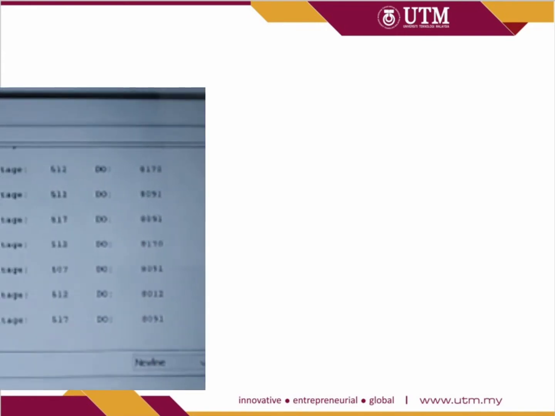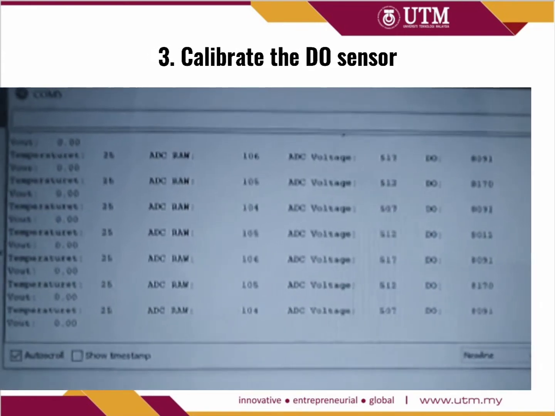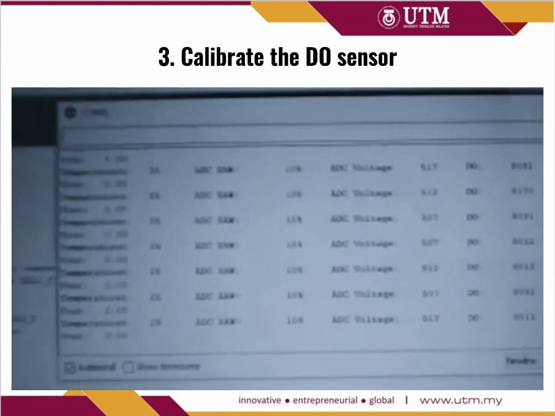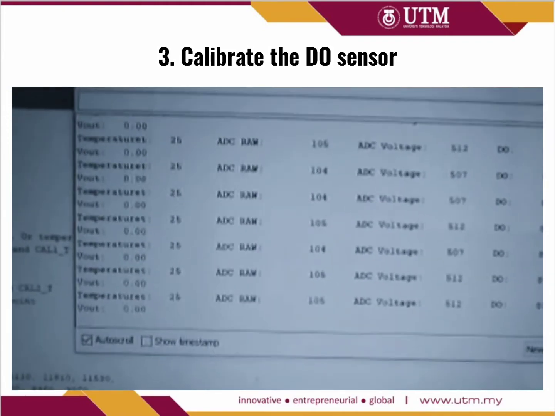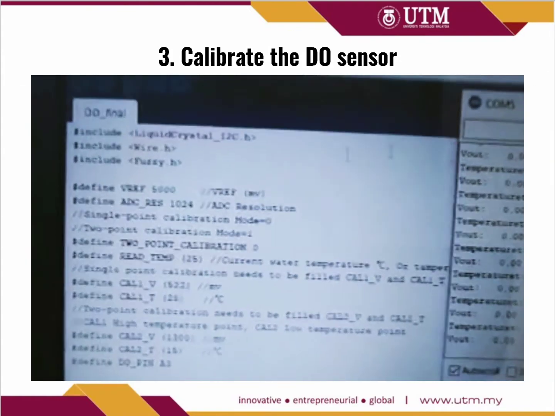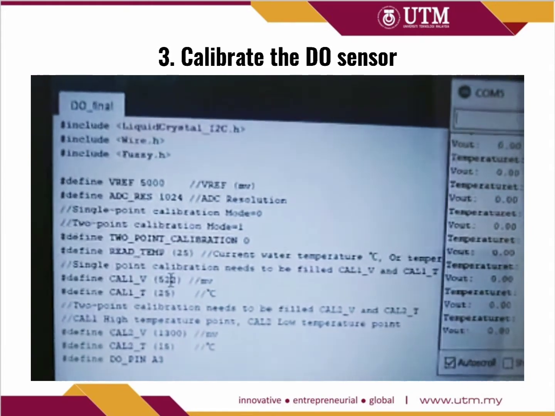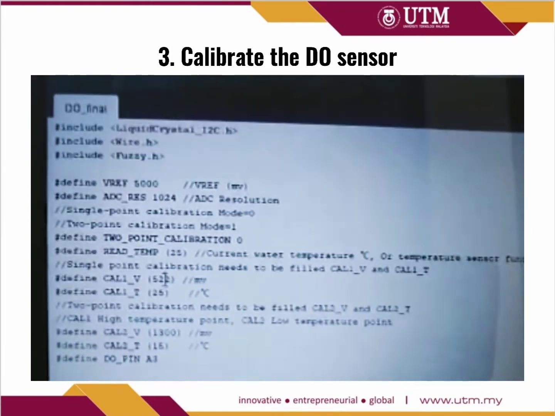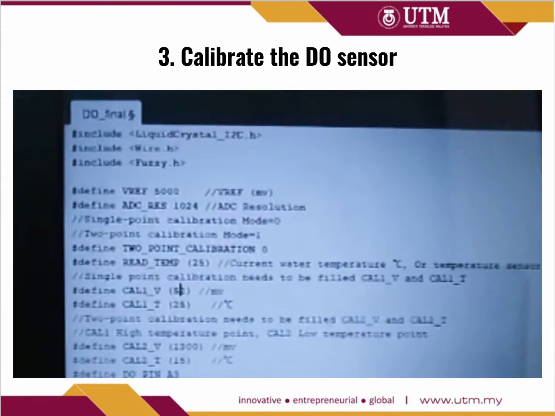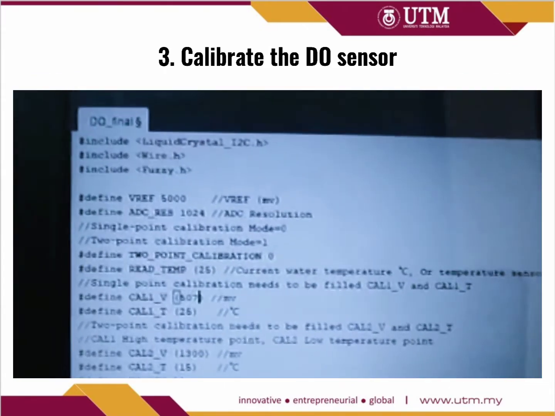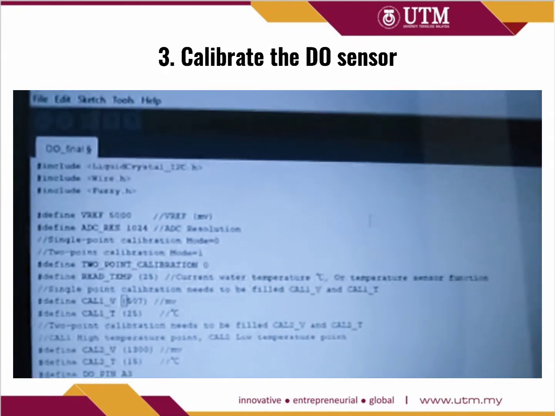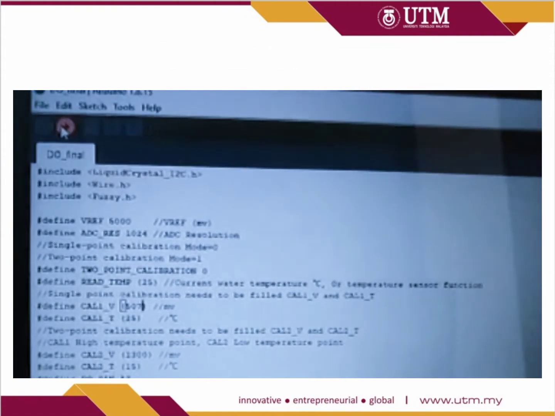Now, let's move to the third step where we need to calibrate the sensor by uploading the coding. We need to open the serial monitor and wait until the ADC voltage is stable. As you can see, the reading of ADC voltage in the serial monitor is between 507 and 512. So, the value will be entered in the coding to upload it and calibrate the sensor.